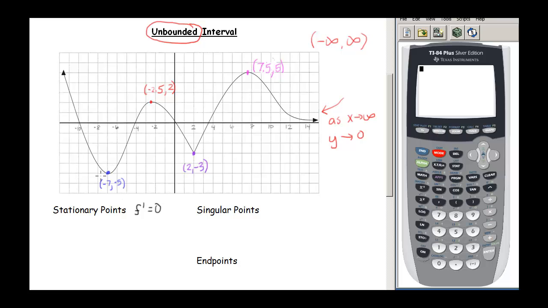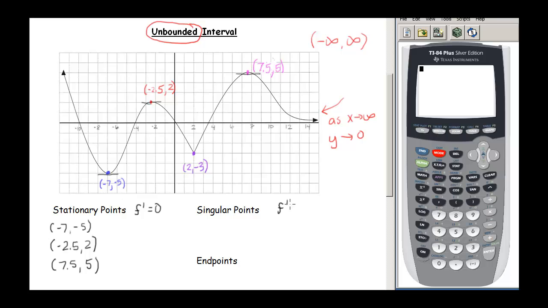So if I look at my points here, I have a horizontal tangent at this point, so I have (-7, -5). I have a horizontal tangent at this point, so I have (-2.5, 2), and I have a horizontal tangent at this point, (7.5, 5). Then let's find our singular points.